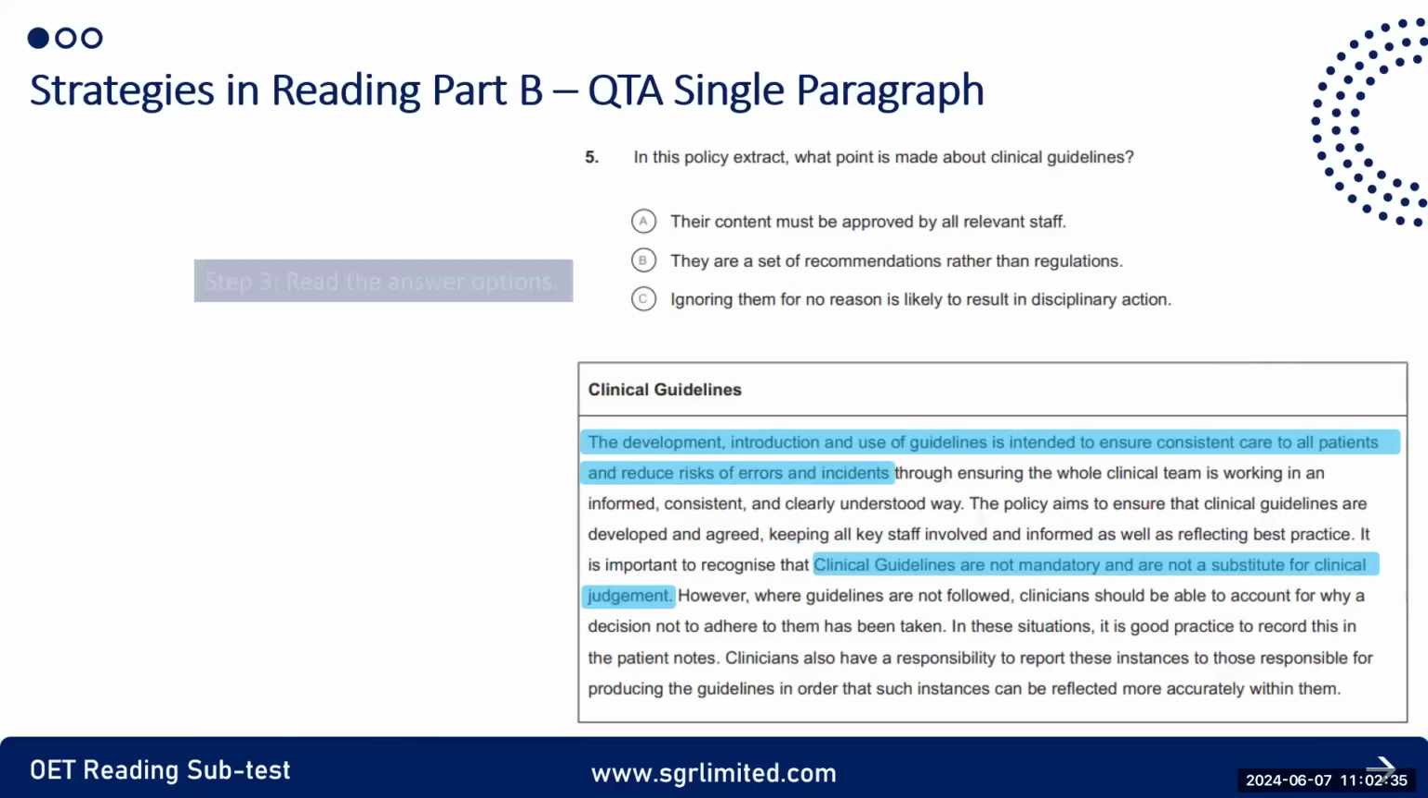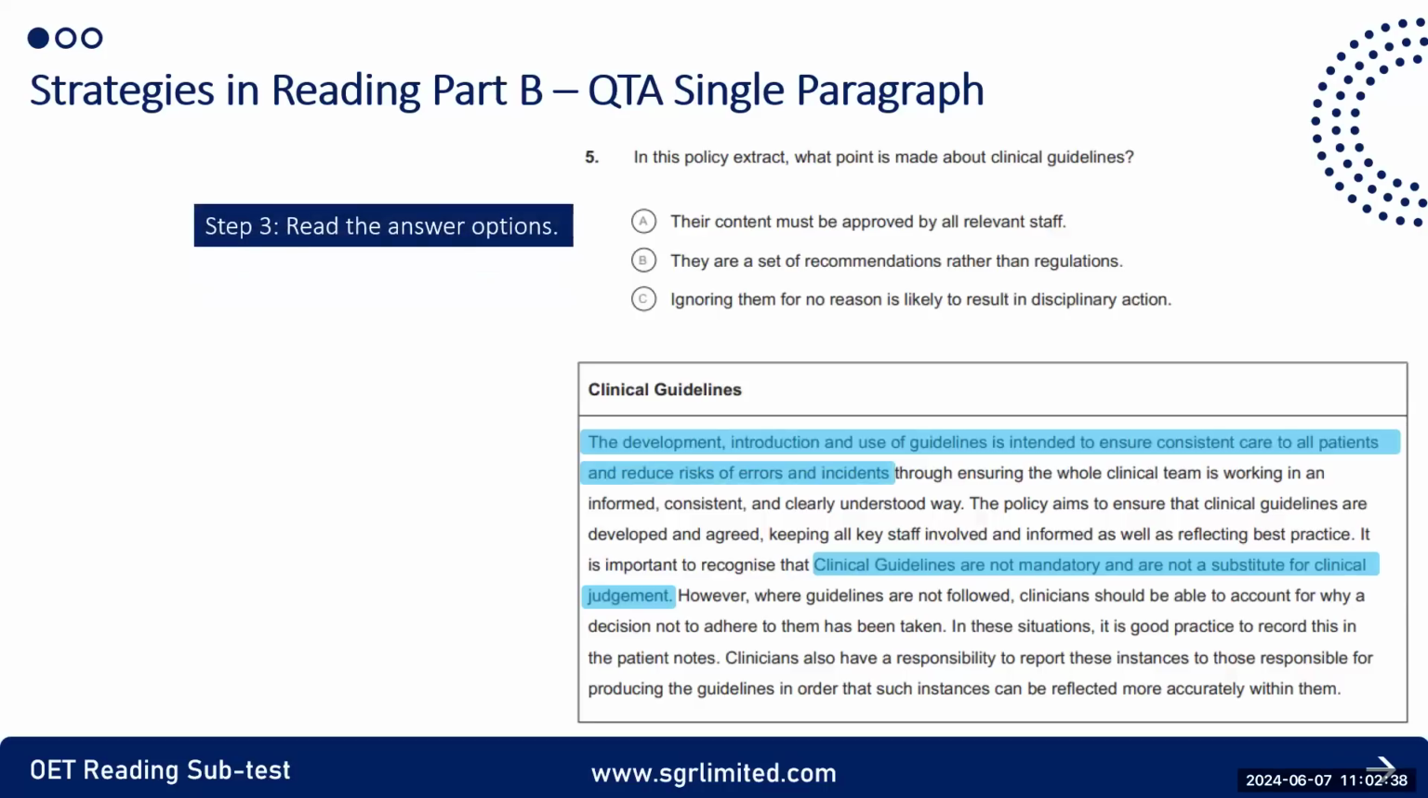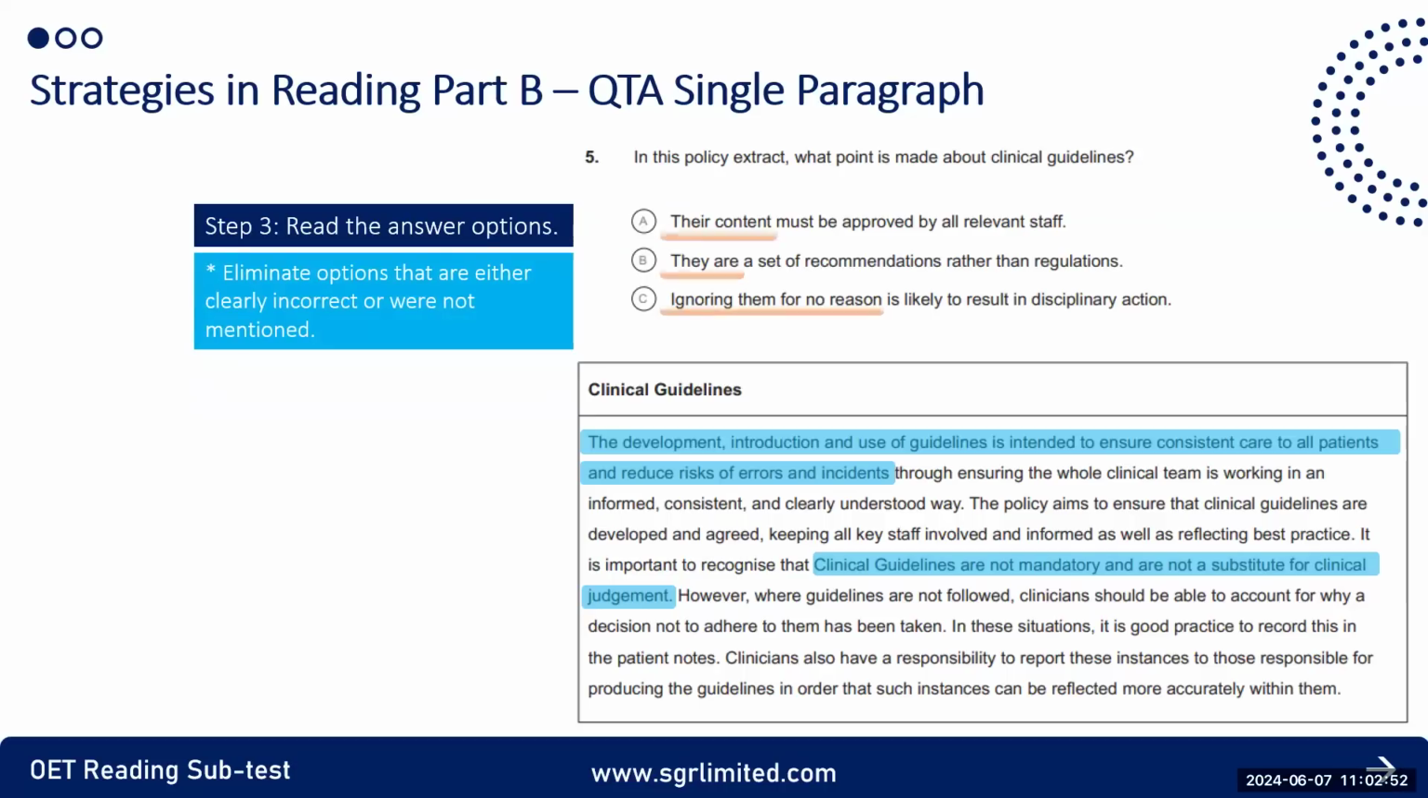We then move to step 3, and that is to read the answer option. Our aim is to eliminate options that are clearly incorrect and were not mentioned in the text. Let's take a quick look at each of the options. You will notice that each option starts with a reference word, their, they, or them, and all referring to the topic of clinical guidelines. So what it means is that the clue or the answer would lie in the second part of each option.